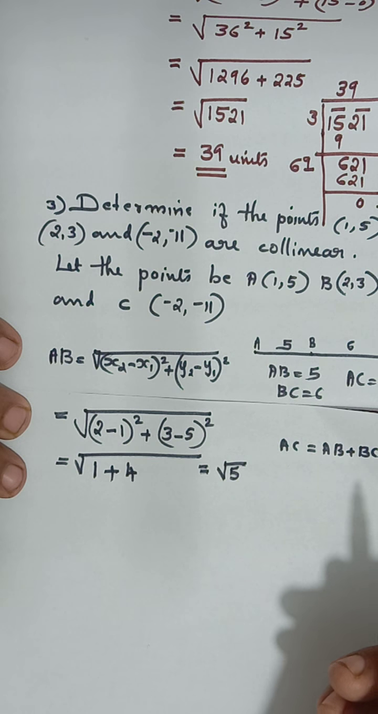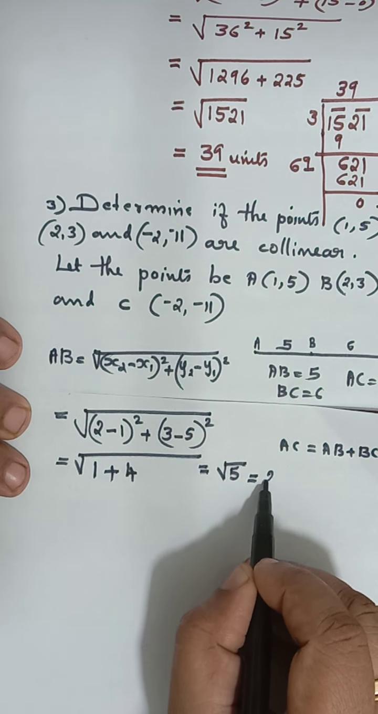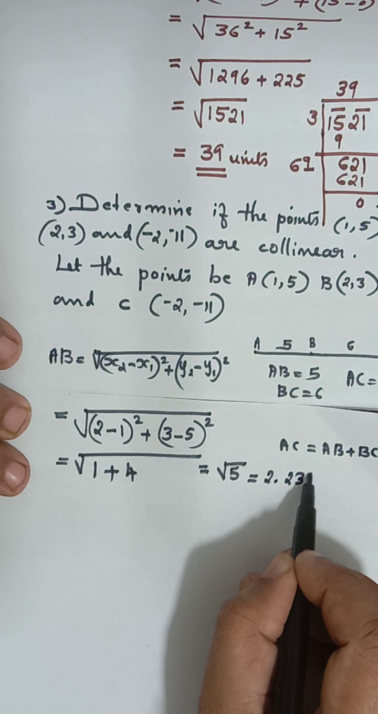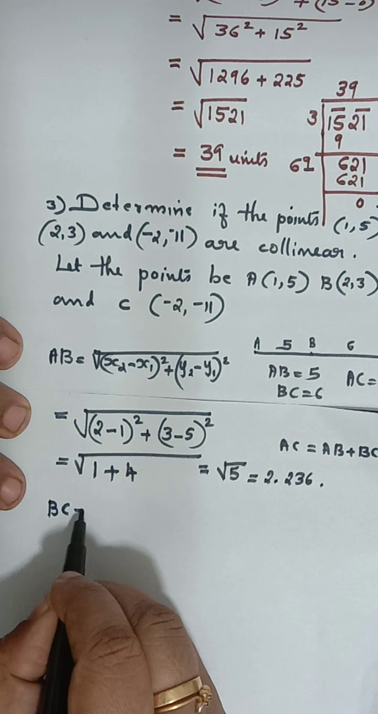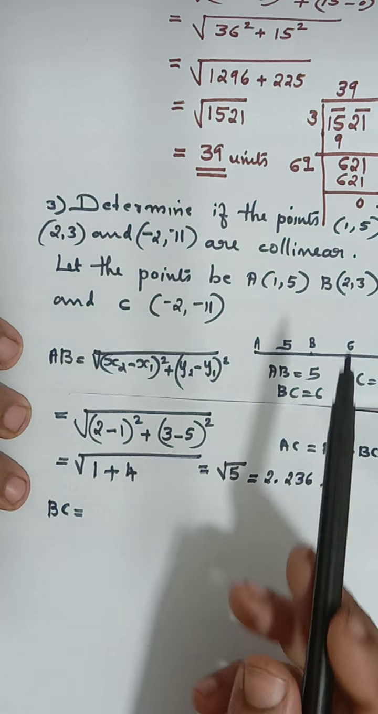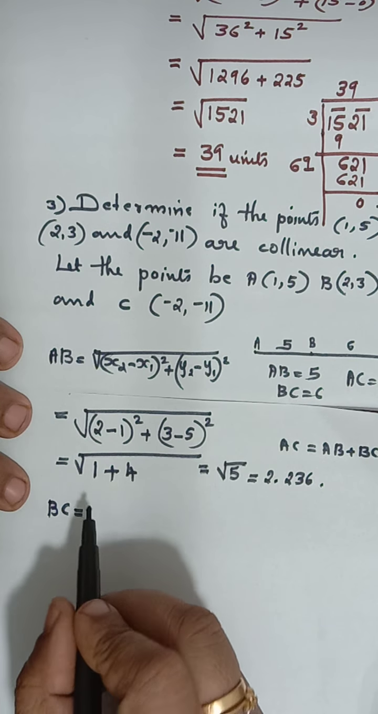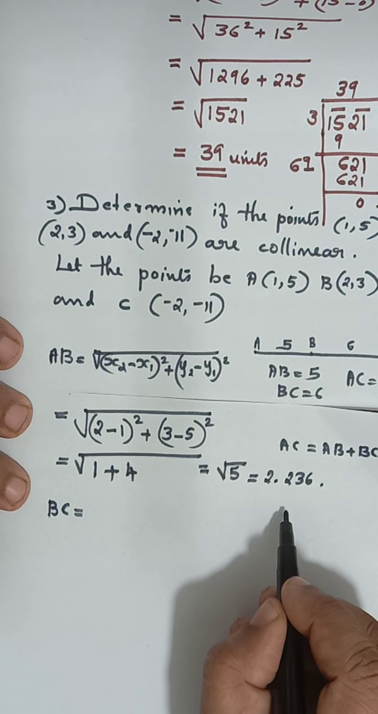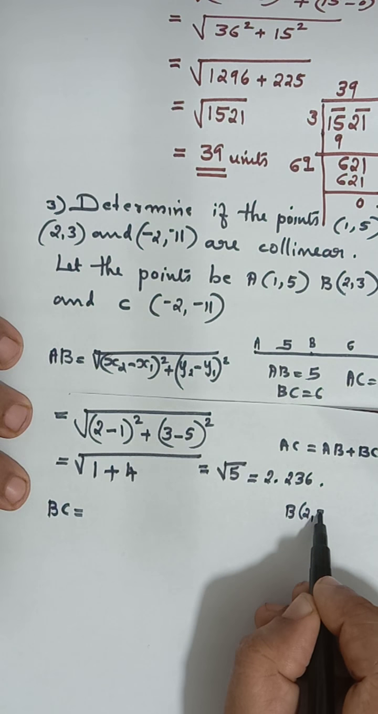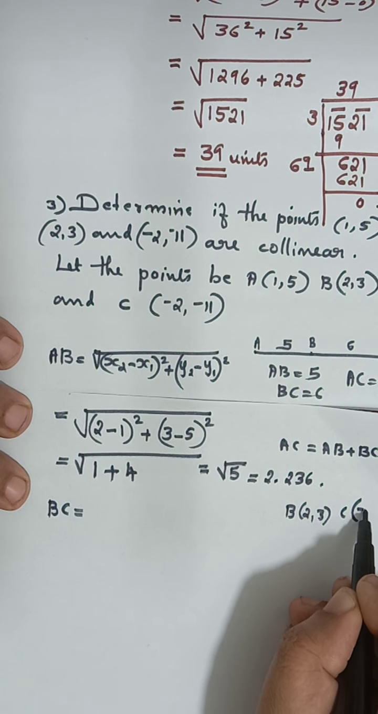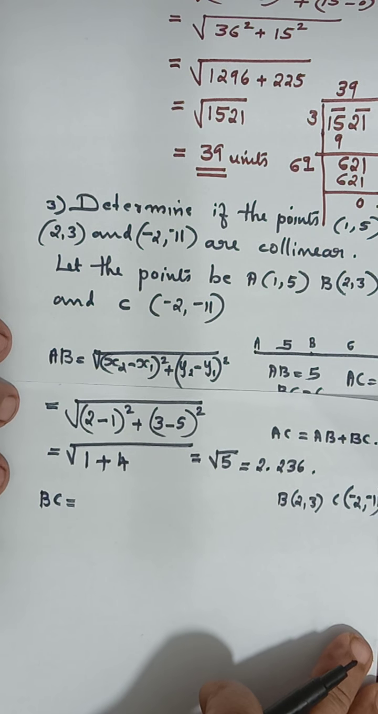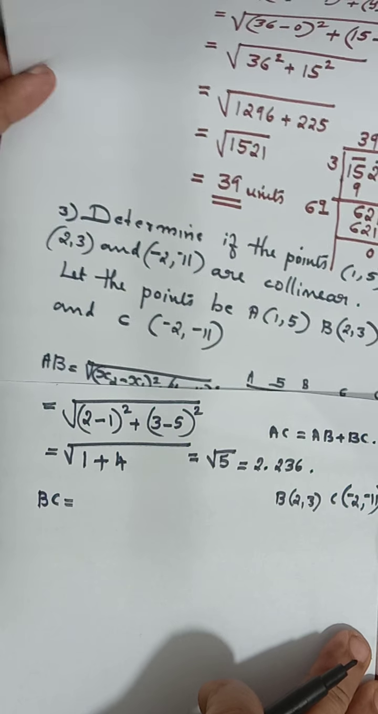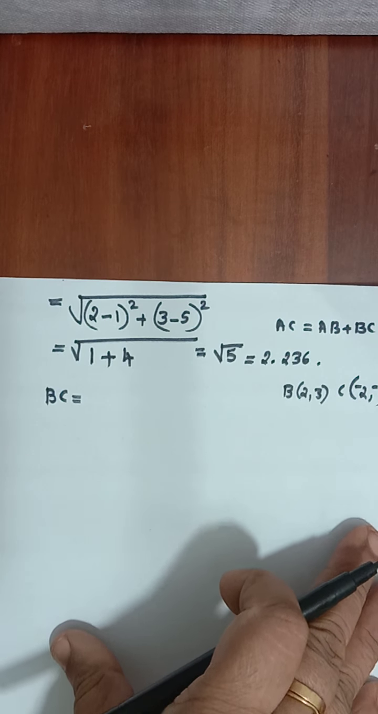So we got the answer root 5. Root 5 value everybody knows, it is 2.236 we are getting. Okay, now let us find out what is BC. Those who don't know, just do the division and find out. BC, B is (2, 3) and C is (negative 2, negative 11). Now let us find out what is BC.